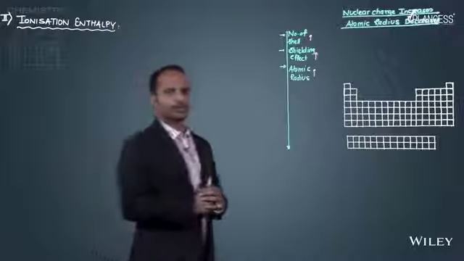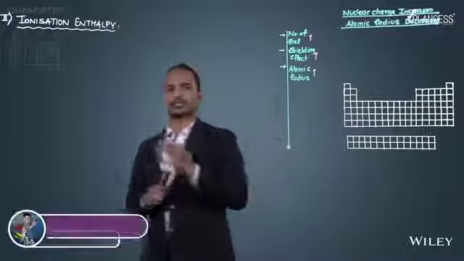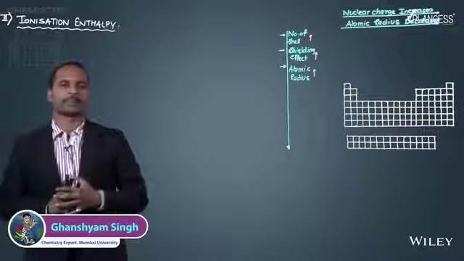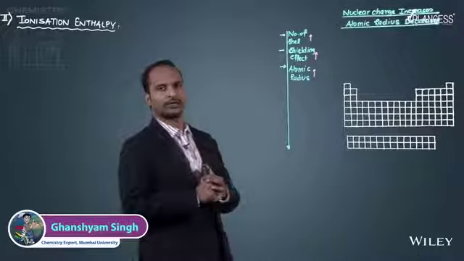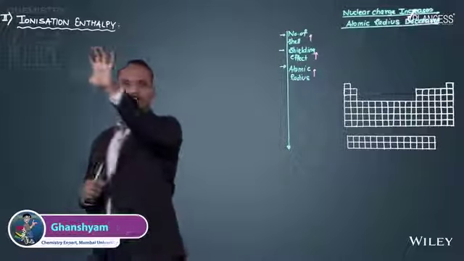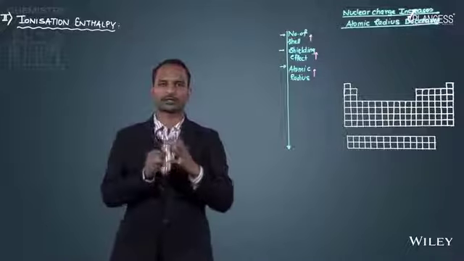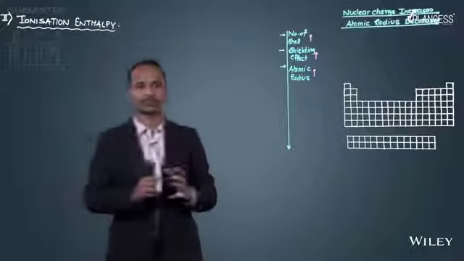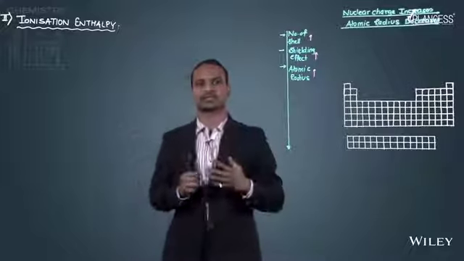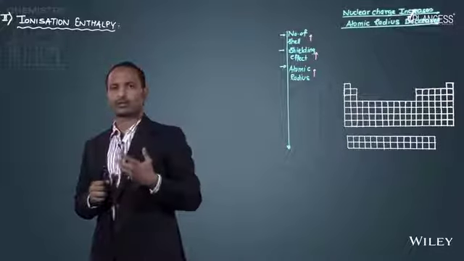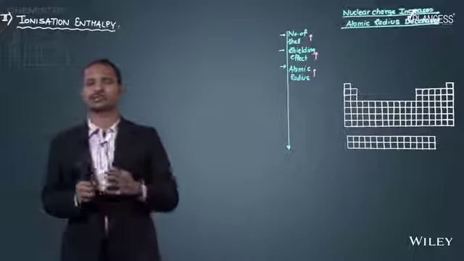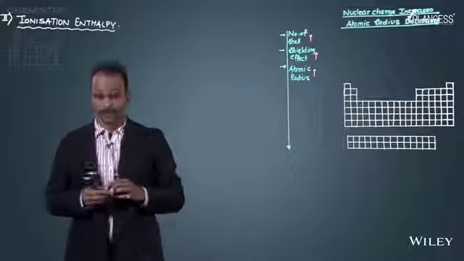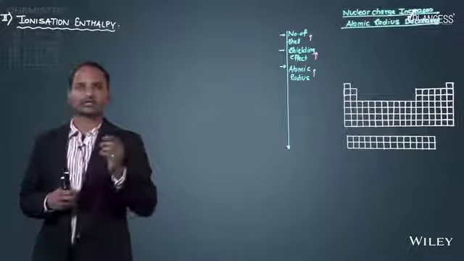Now the next periodic property, or periodicity, is ionization enthalpy. Now what is ionization enthalpy? The term has the word enthalpy in it. Enthalpy means we are talking about energy. It tells us about the amount of energy absorbed or evolved at constant pressure. So here we are talking about energy.